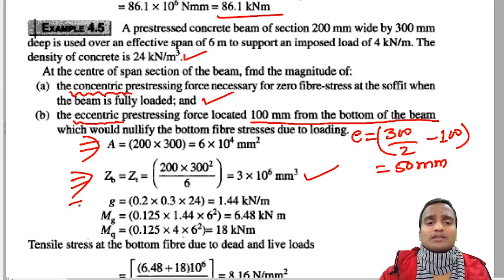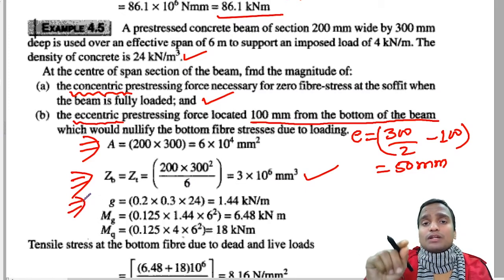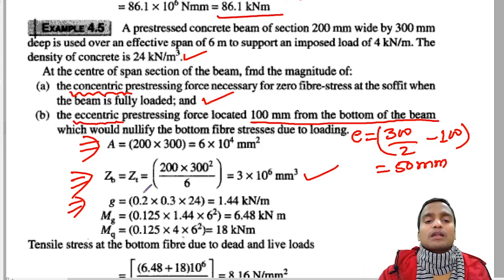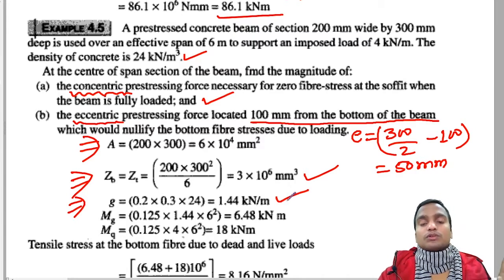Now let us calculate the uniformly distributed self weight load, g value. So how can we calculate this? 0.2 into 0.3 is the area of the cross section multiplied by 1 meter length and then by the density of concrete, and it will give you the self weight distributed throughout the length.